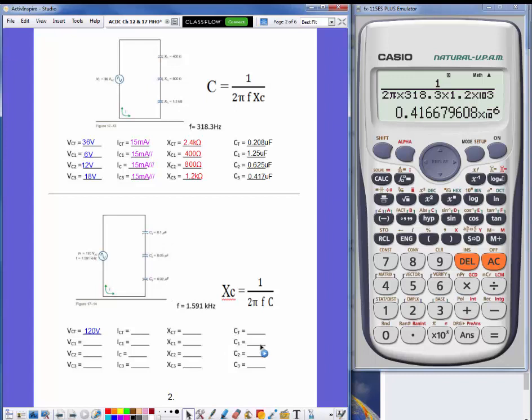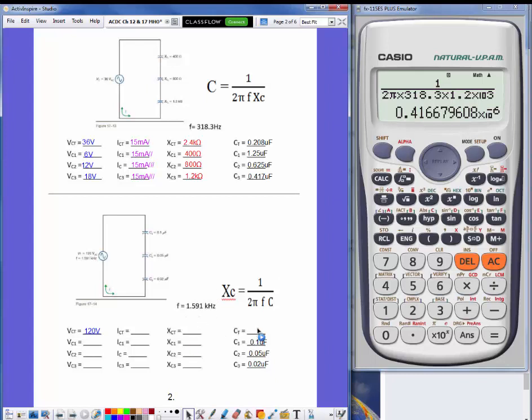In this case, they give me capacitance instead of reactance. So if they give me capacitance, I have to find reactance. If they give me reactance, I have to find capacitance. So in this case here, since they gave me capacitance, first thing I'm going to do is find my total capacitance. Then I'm going to use this formula to find my reactances.